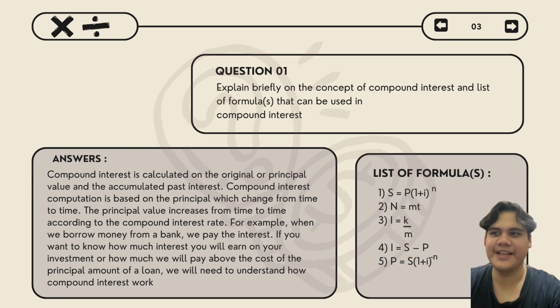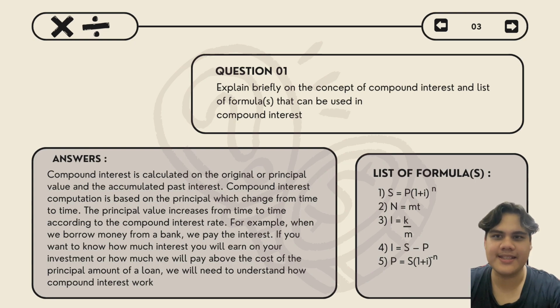For example, when we borrow money from a bank, we pay the interest. If you want to know how much interest you will earn on your investment, or how much we will pay above the cost of the principal amount of loan, we will need to understand how compound interest works. Next, we will look at the list of formulas.